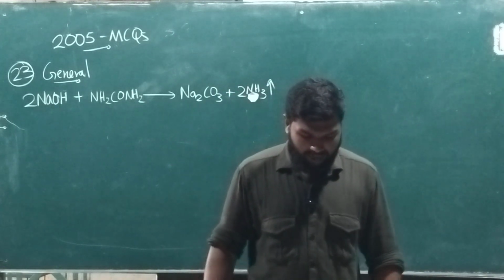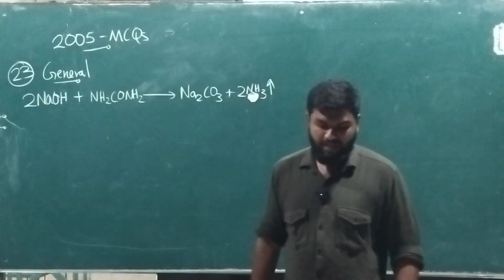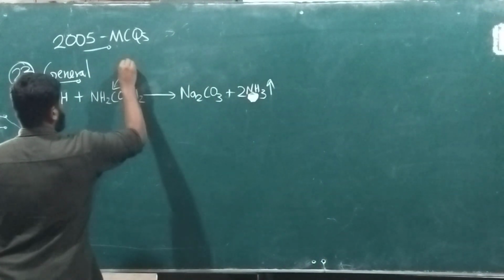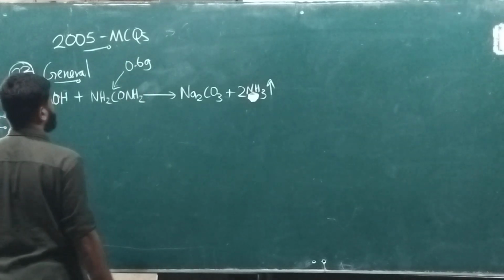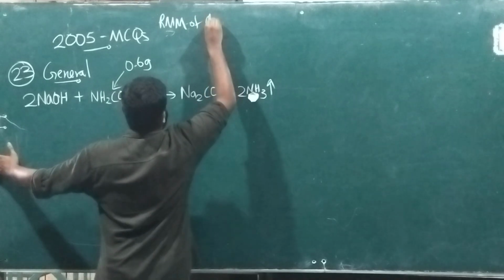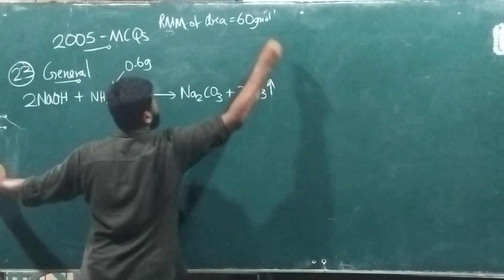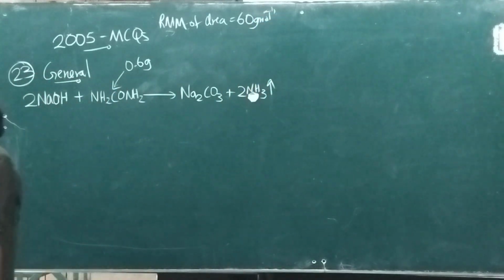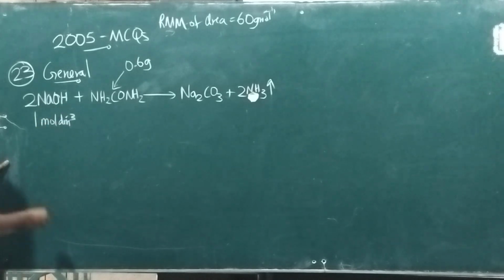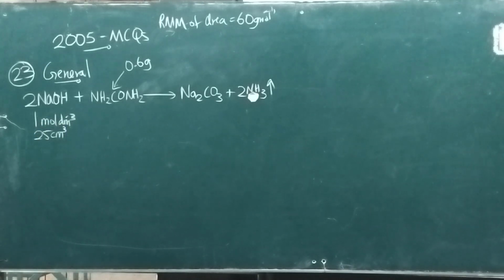0.6 grams of urea is reacted completely with 25 cm³ of 1 mol dm⁻³ NaOH. Now they used 0.6 grams of urea. They have given the relative molecular mass of urea, which is 60 g mol⁻¹. They have given the concentration 1 mol dm⁻³, and the volume that is used here, 25 cm³.